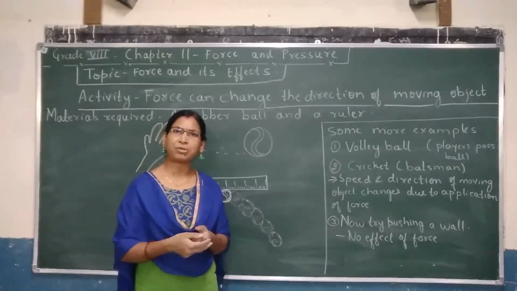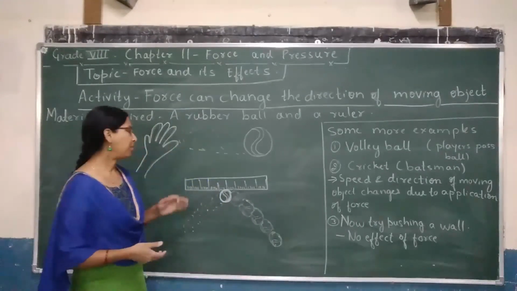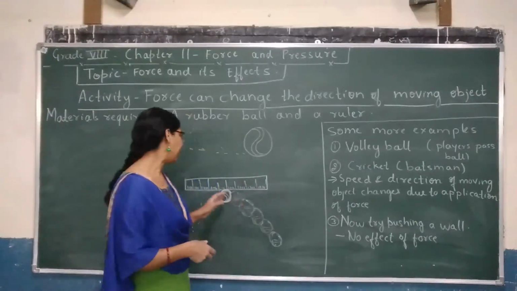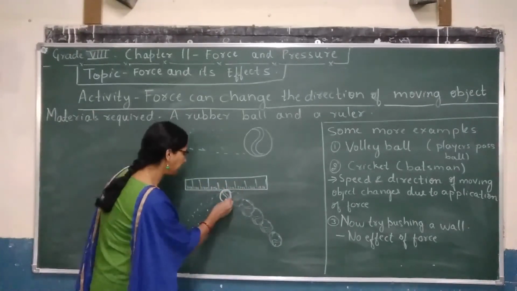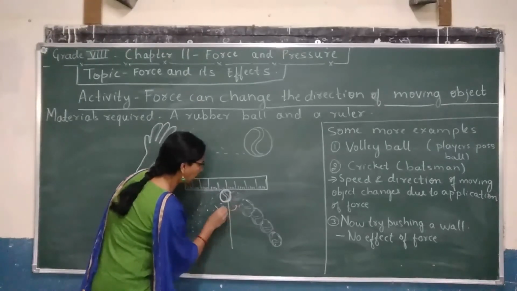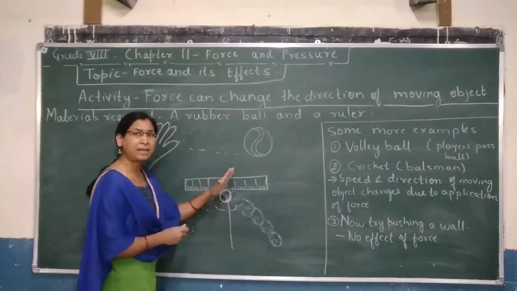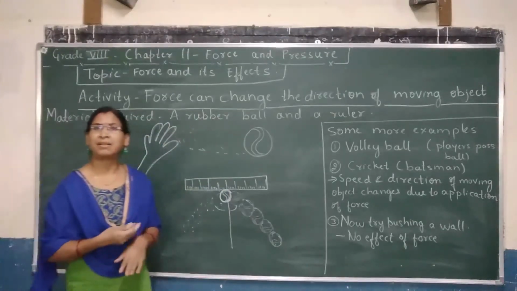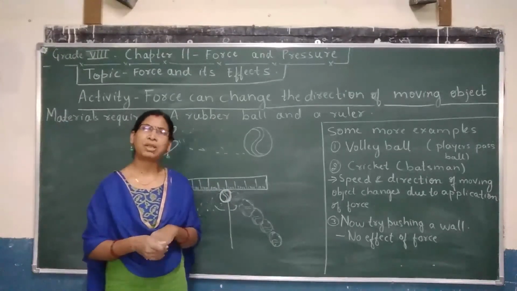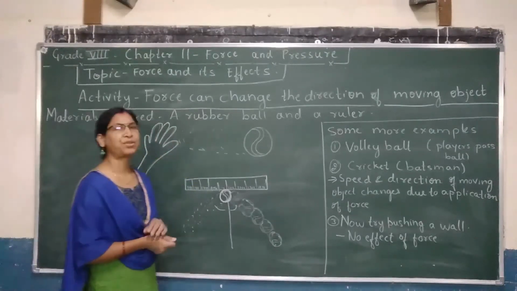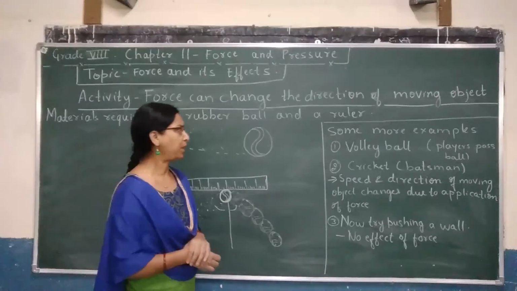And we can also do this several times by changing or keeping the scale in such a position that this angle and this angle are equal. So if we change the position of the scale, every time we get a different angle. So this proves that force can change the direction of a moving object also.